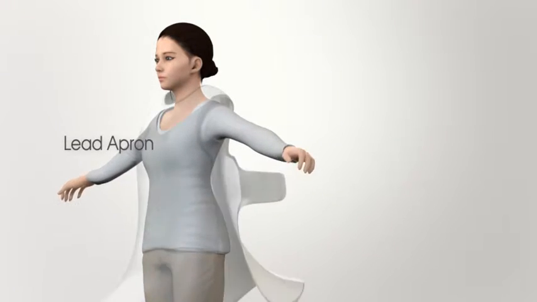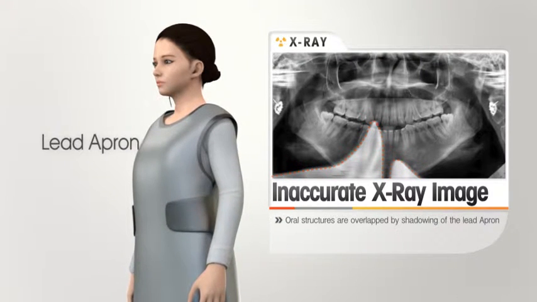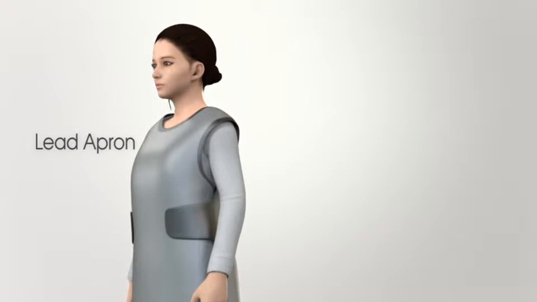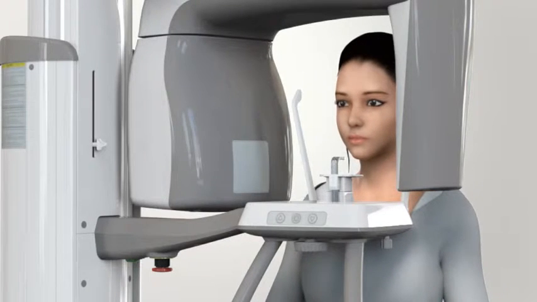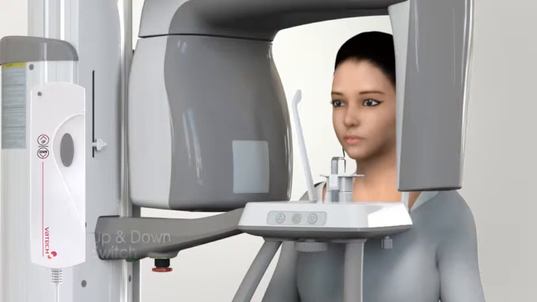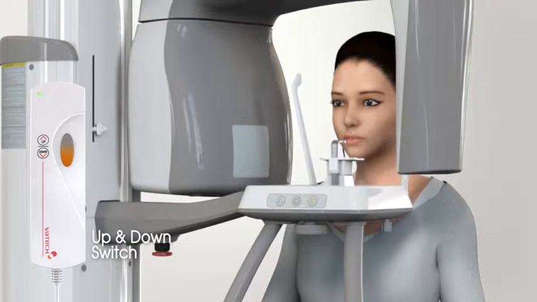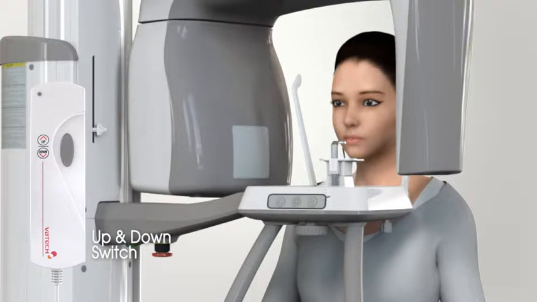Assist the patient to appropriately wear the lead apron. Be careful the lead apron is not above patient's neck. Ask the patient to stand in front of the handle frame. Adjust the chin rest position approximately to the height of patient's chin using the up-down switch. For PAC's eye, the chin rest position can be adjusted using the up-down switch on handle frame.